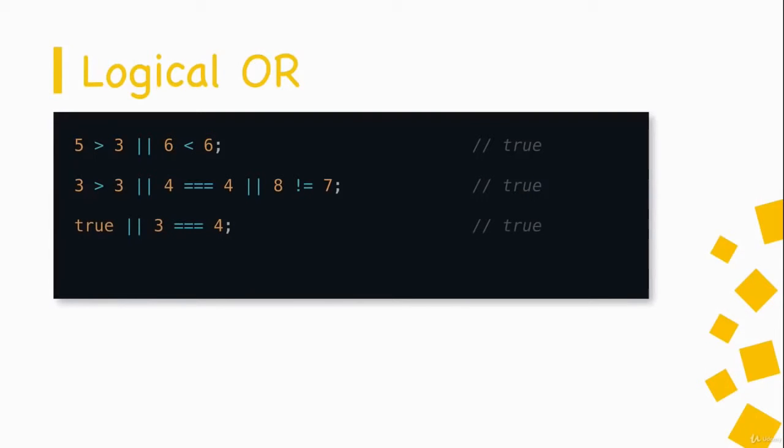Similarly, if you have true or 3 is strictly equal to 4, it returns true, because the first condition returns true, so the second condition is not even executed, it doesn't even matter. However, if none of the conditions return true, then ultimately the result is false. So for example, 8 is greater than 10 is false, or 4 is less than or equal to 2, which is also false. So if both of them are false, meaning all the conditions are false, it returns false.